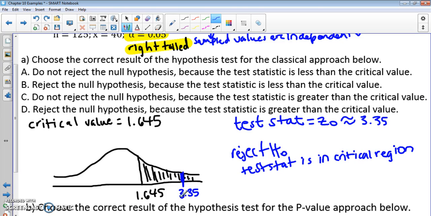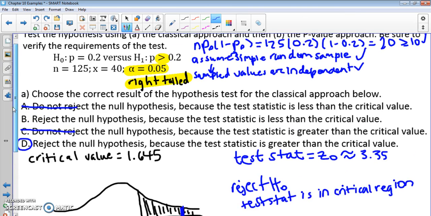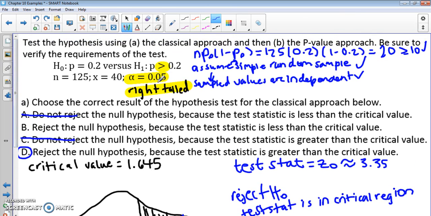And now that we have a picture drawn out, we can compare. So is our test statistic greater than or less than the critical value? Instead of trying to memorize all the conditions, you can just look at your picture and see. So our test statistic is greater than the critical value. So we look at our conditions, we know that we reject. So we can eliminate A and C. So we reject the null hypothesis because the test statistic we just identified is greater than the critical value. So we know doing the p-value approach, we should also get that we reject the null hypothesis. So we know that our p-value should be less than 0.05.